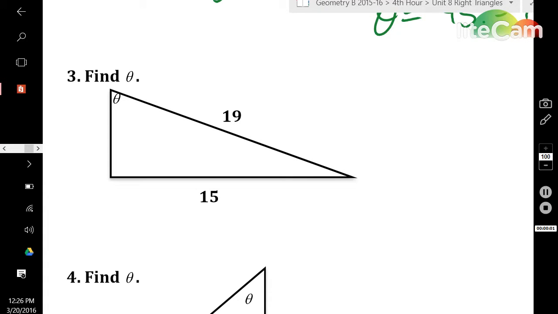In this video, we're going to learn how to find a missing angle in a right triangle using trig functions, and more specifically an inverse trig function in order to solve for the missing angle. Remember, we have SOHCAHTOA to help us remember what ratios go with what trig function. Sine is opposite over hypotenuse, cosine is adjacent over hypotenuse, and tangent is opposite over adjacent.